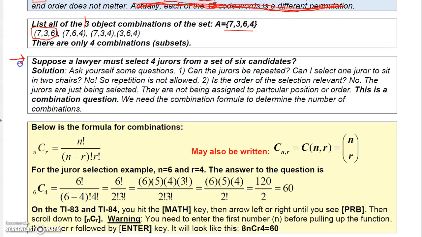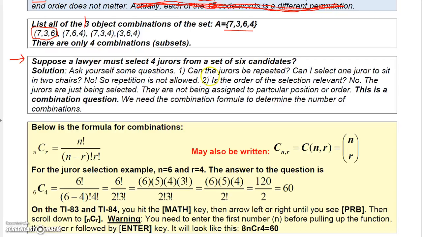Example. A lawyer must select 4 jurors from a set of 6. Ask yourself, can the jurors be repeated? No, you can't choose the same juror to sit in 2 different chairs, so repetition is not allowed. Is the order relevant? No, the jurors are just being selected. They're not put in any particular order. So this is a combination question.